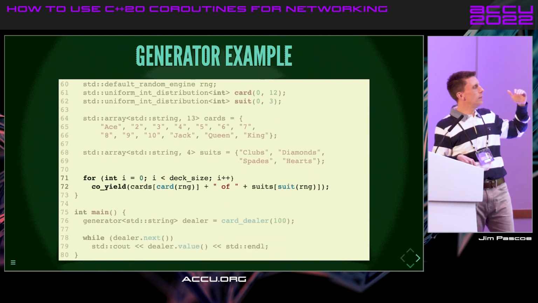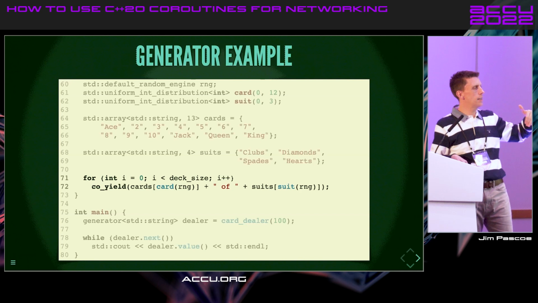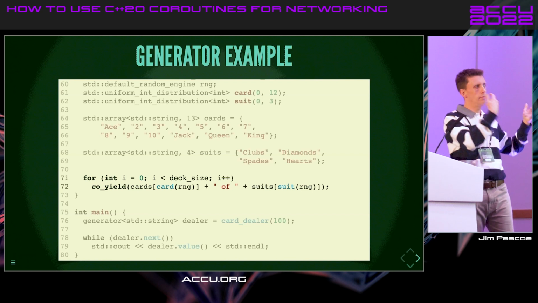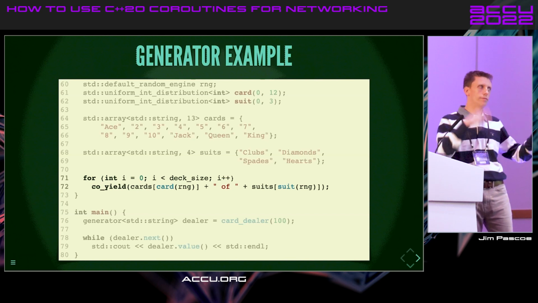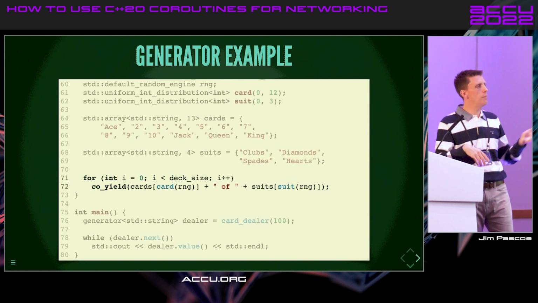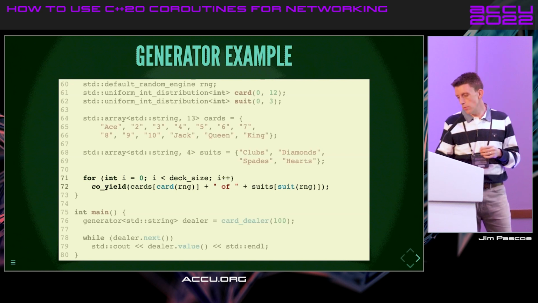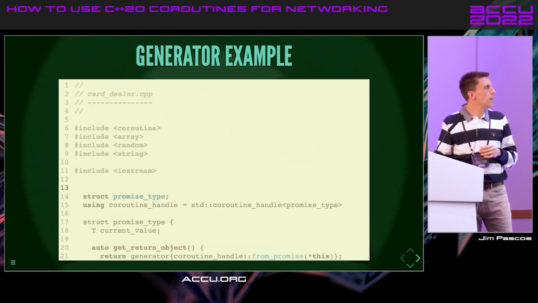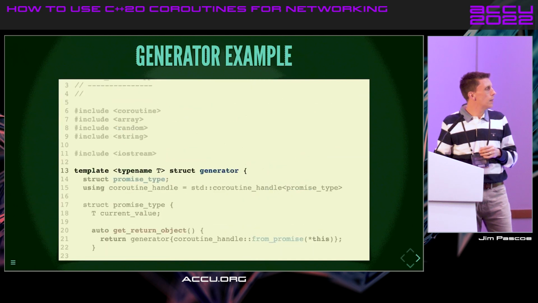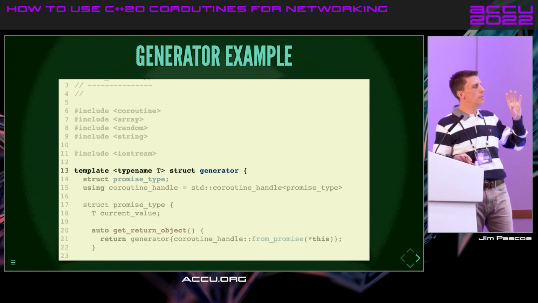So this is the loop. I'm saying, okay, for each card in the deck, I'm going to yield up a string that says 2 of hearts, 6 of diamonds, ace of spades, this sort of thing. Okay, and that would typically be something that the user would write. All right, so now we're going to get into the generator.